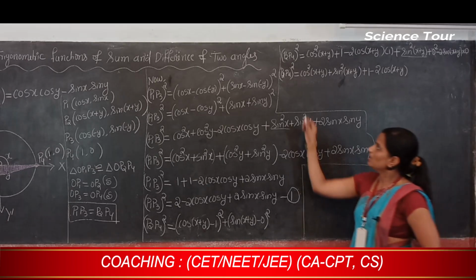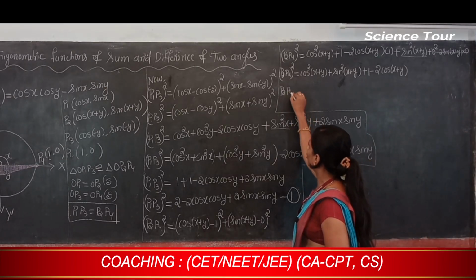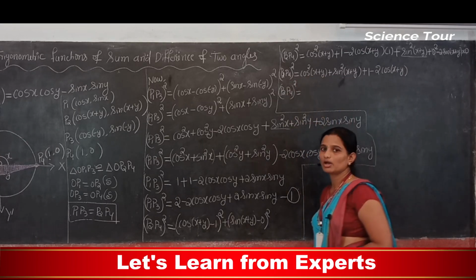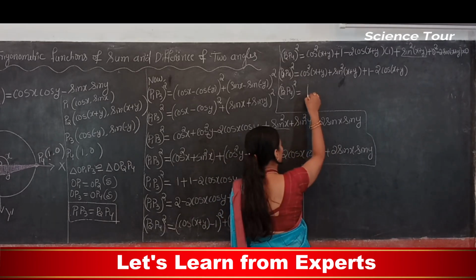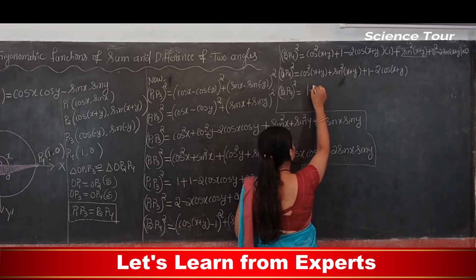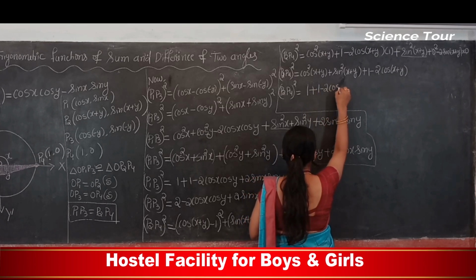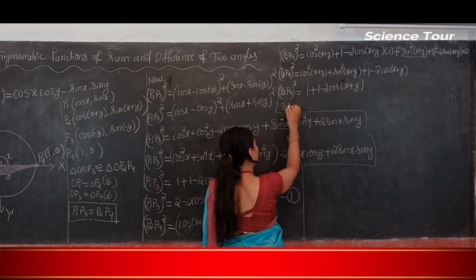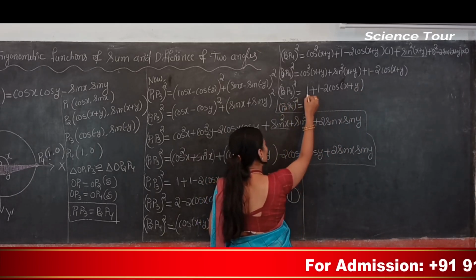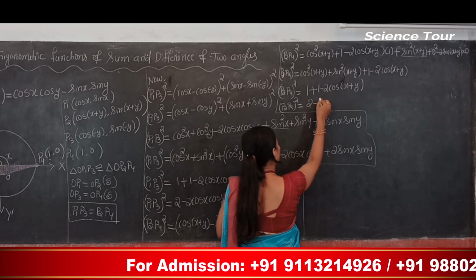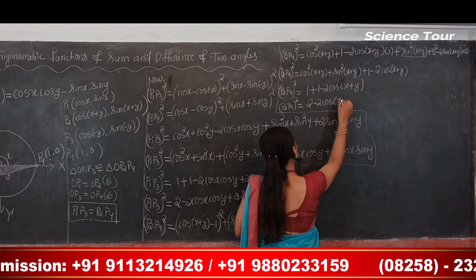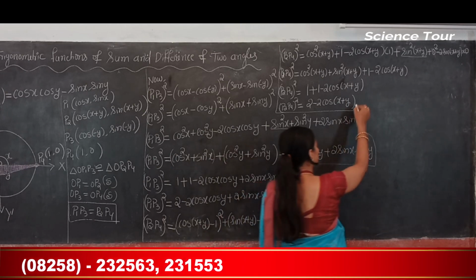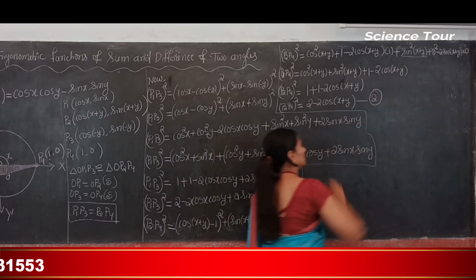Clear? Yes. Now P2 P4 whole square is equal to cos square (x plus y) plus sin square (x plus y) together, which is equal to 1, that is the identity, plus 1 minus 2 cos of (x plus y). So P2 P4 whole square is equal to 1 plus 1 is 2 minus 2 cos of (x plus y). So 2 minus 2 cos of (x plus y), let it be equation number 2.